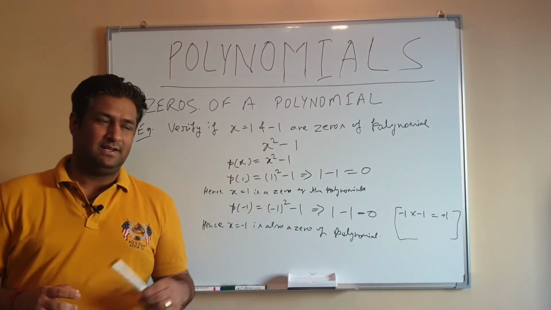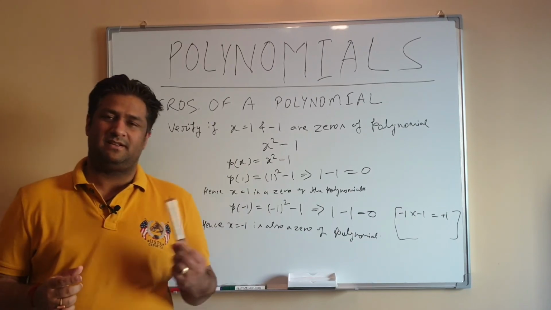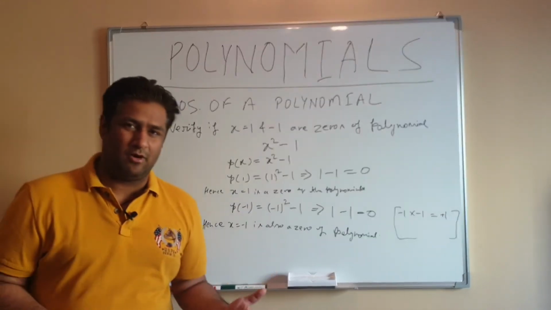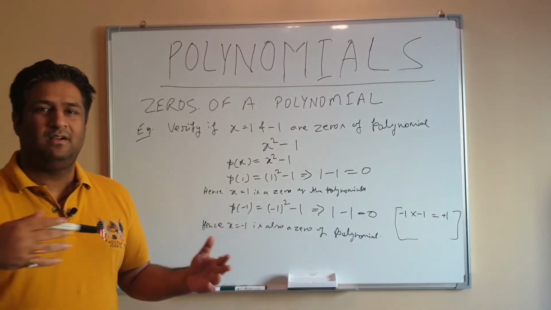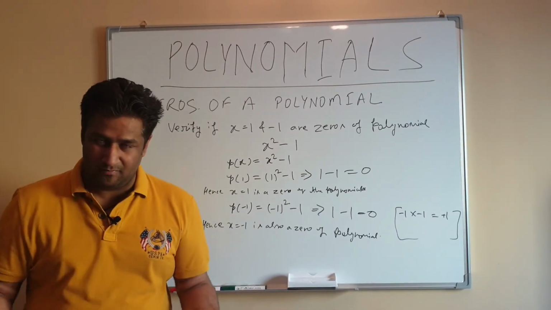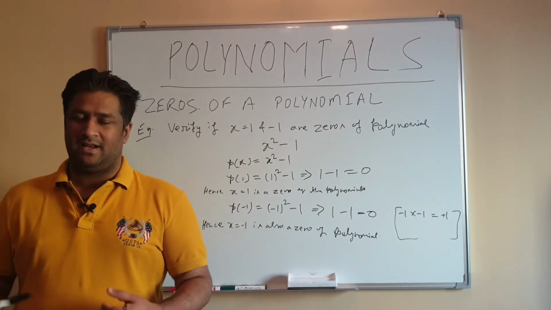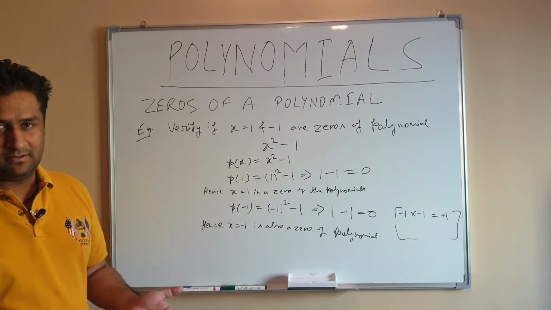Okay guys, so that's all for this lecture. Today we discussed the basics of the polynomial: what exactly a polynomial is, what the terms of the polynomial are, what binomial and monomial are, what the degree of a polynomial is, and how we find the zeros of the polynomial. Okay, so in the next lecture we will discuss further in this chapter.